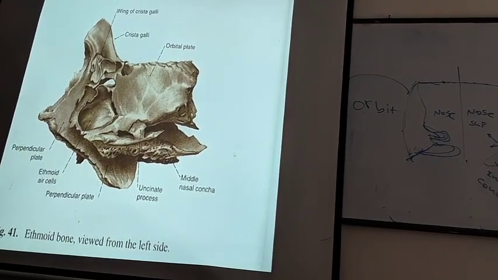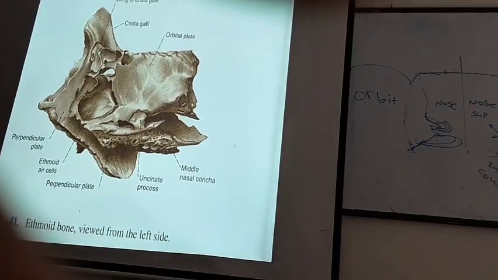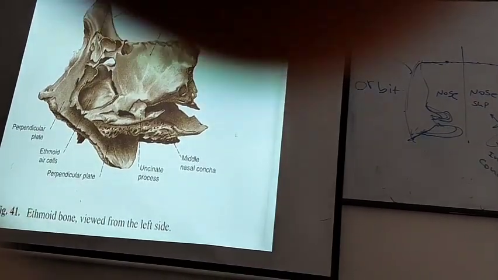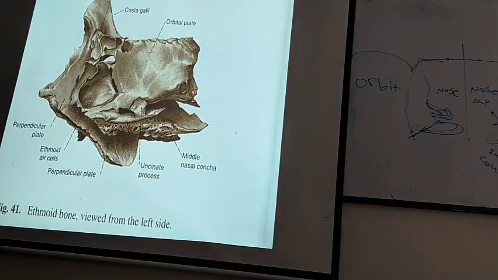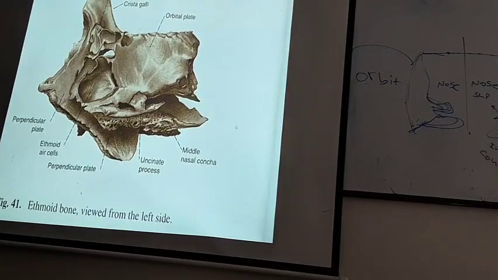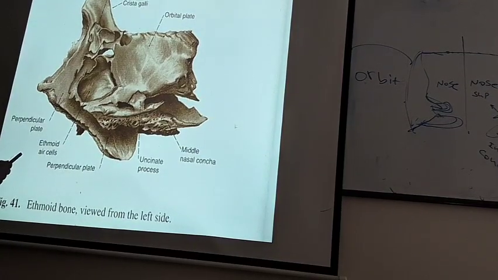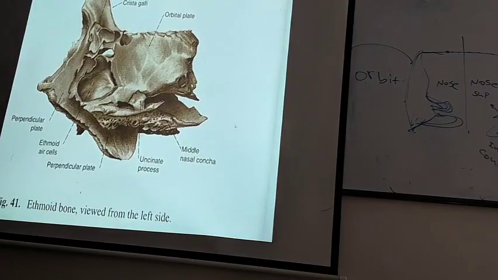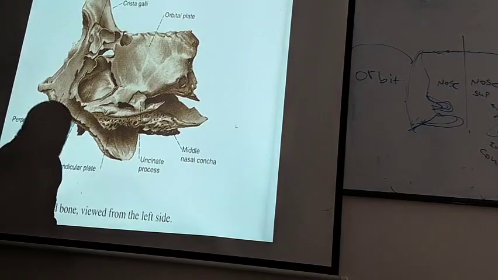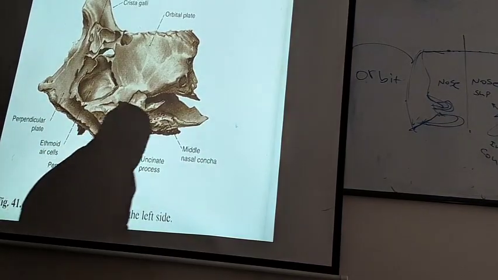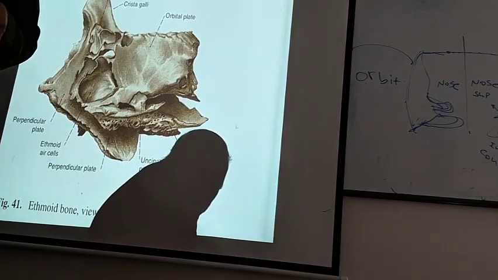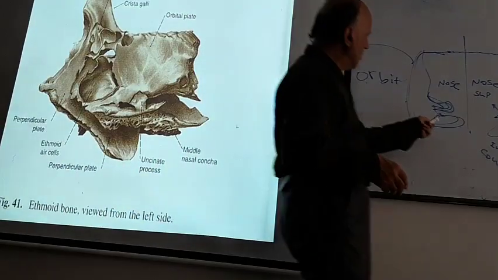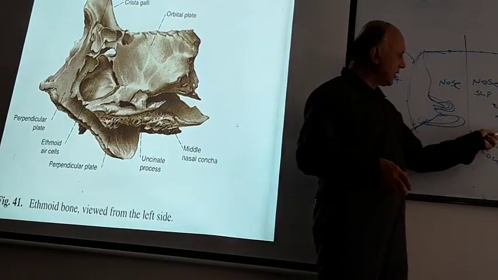I think the small process of the ethmoid bone is the middle nasal concha. The middle is large, but the superior concha is very small. So where is the middle concha? Where is the middle nasal concha? It is middle. Its middle is superior.